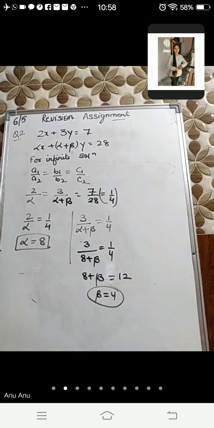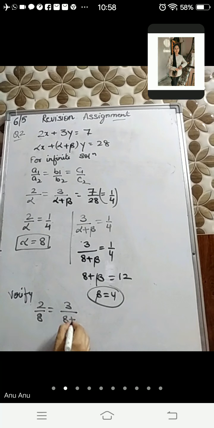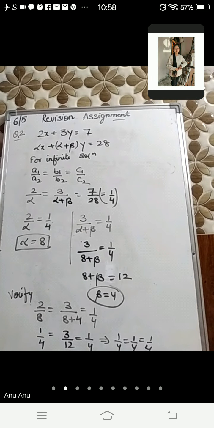Now, in the beginning, when we discussed a similar type of question in the book, I told you whatsoever variable you get, you will justify it by putting it in this equation. So put alpha, beta here and write "verify". Verification: you can write 8, 3 upon 8 plus 4, and this is your 1 by 4. Now cancel it out and check whether you are getting the same ratio. 3 by 12 is the same as 1 by 4, 1 by 4 and 1 by 4. That means the answers we have got, alpha 8, beta 4, are very much correct.